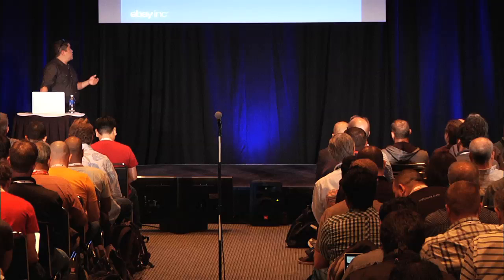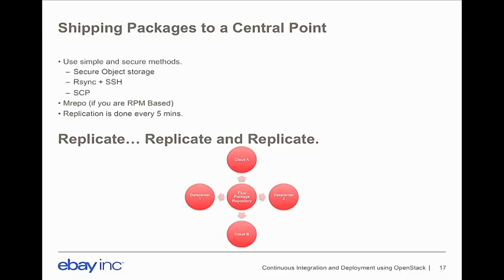And the next step here is distribution of packages. Shipping the code into different locations. So now that you have everything set up in your really pretty package, how do you get it into the servers themselves? First of all, use simple things. Use secure object storage if you're actually using something like that. If you're using Amazon, you can put it in S3. If you're using OpenStack, put it on Swift. If you don't have anything, just do a simple rsync.